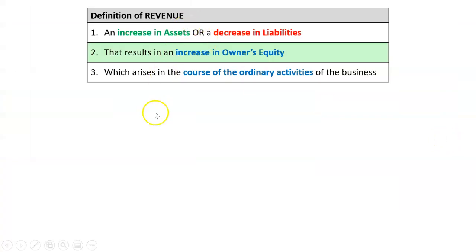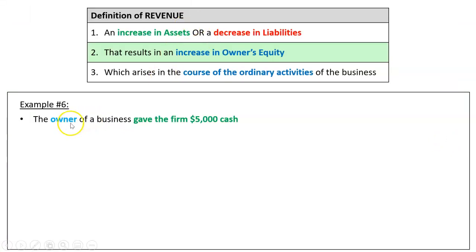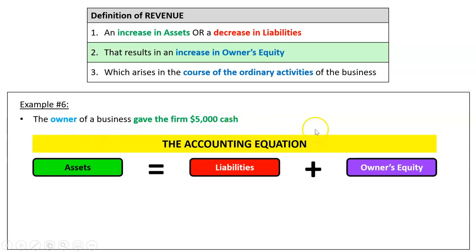Now, let's just do the capital contribution ones. So let's apply our definition here to our final example. The owner of a business gave the firm $5,000 cash. That is called a capital contribution. Let's look at the impact on our accounting equation here. From the business's perspective, not the owner. We're doing the books for the business. We have got $5,000 more cash. Cash is an asset, so that's gone up.